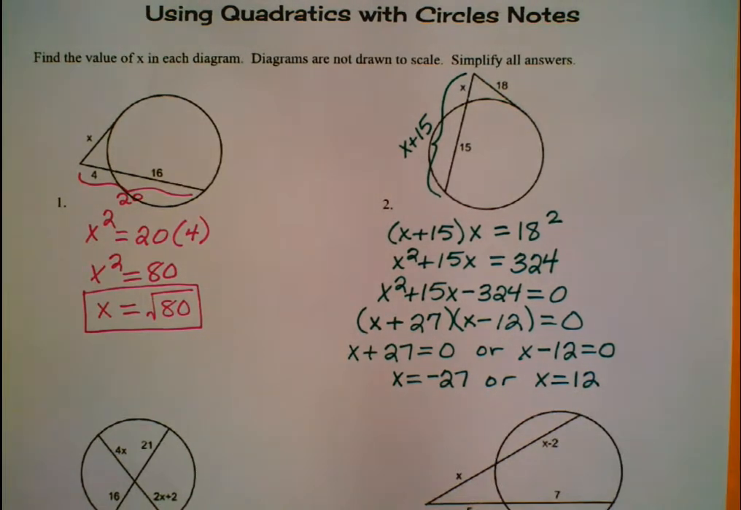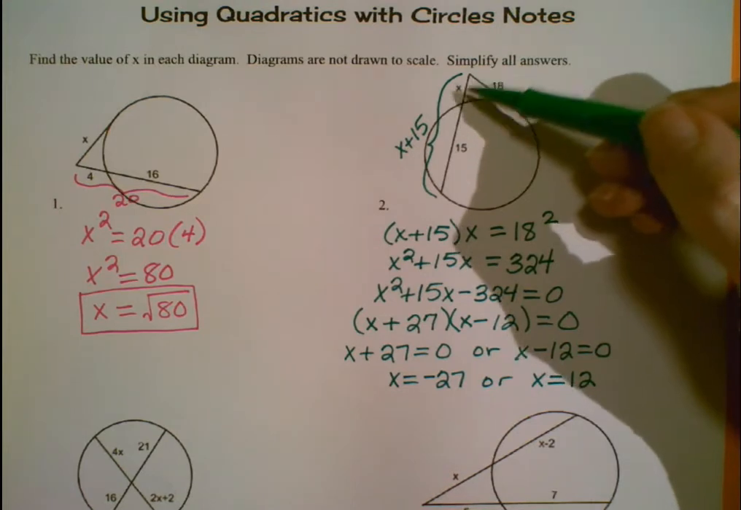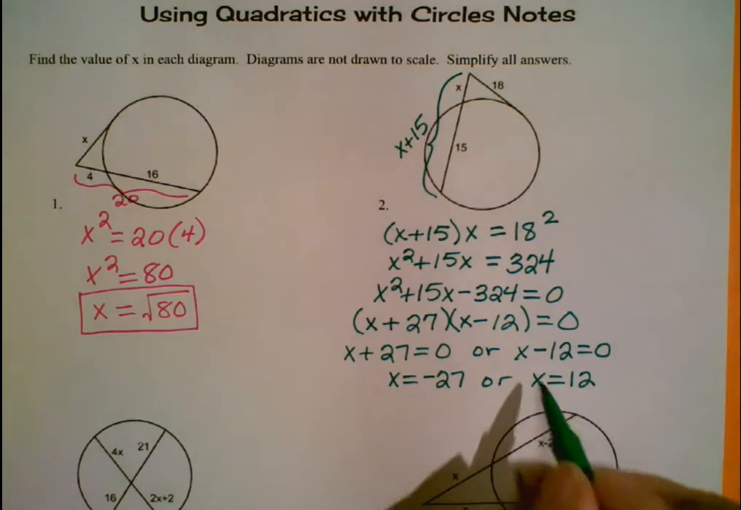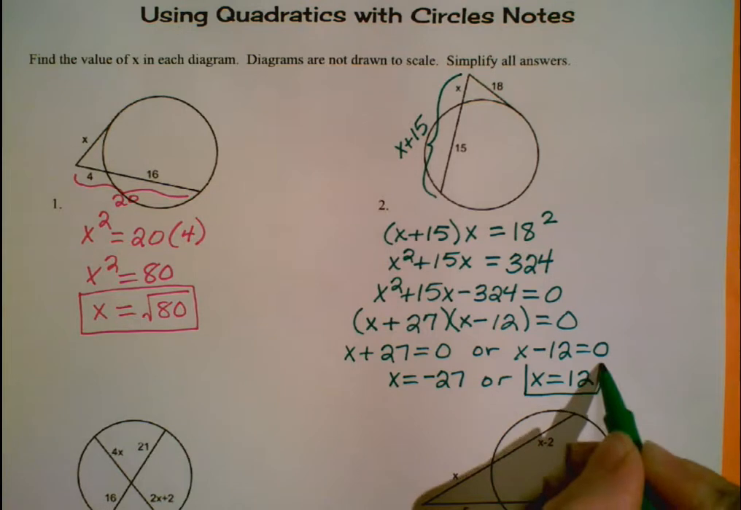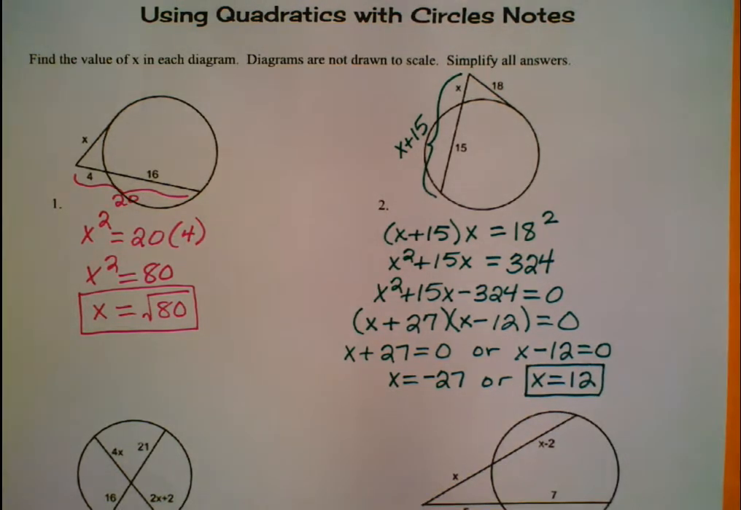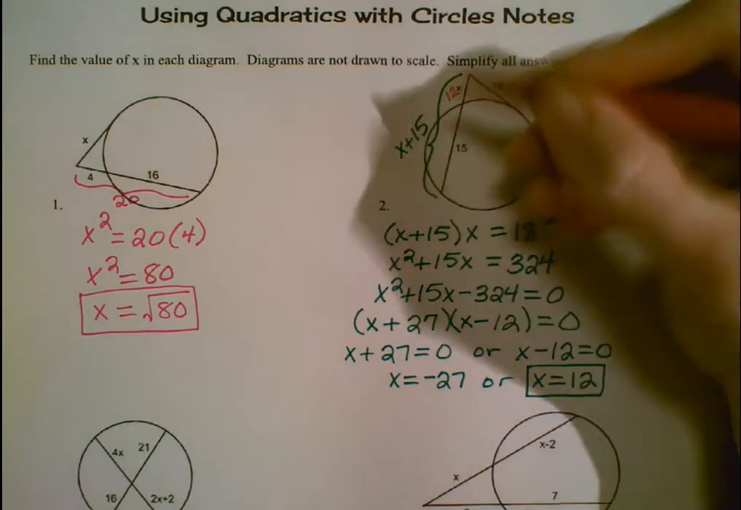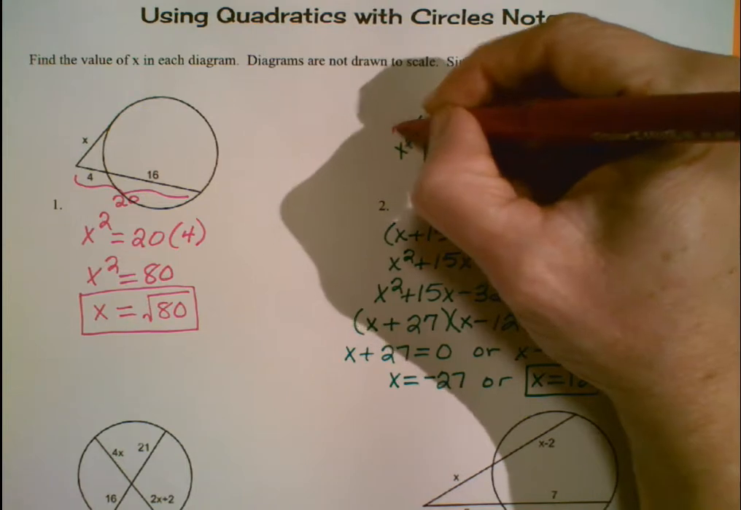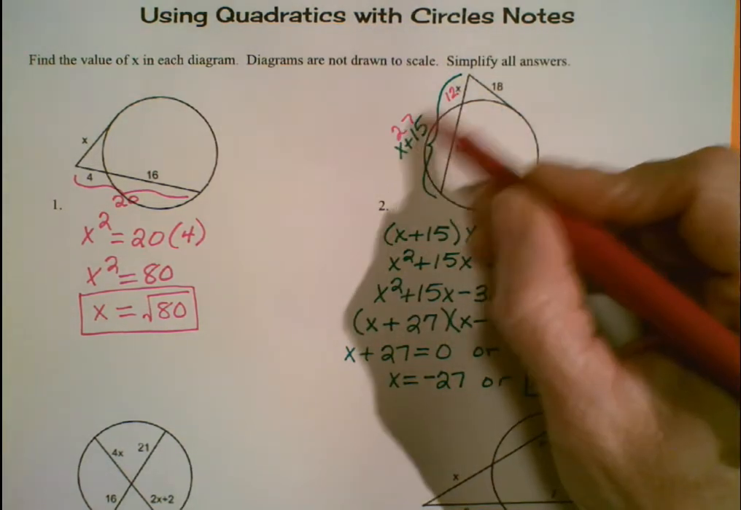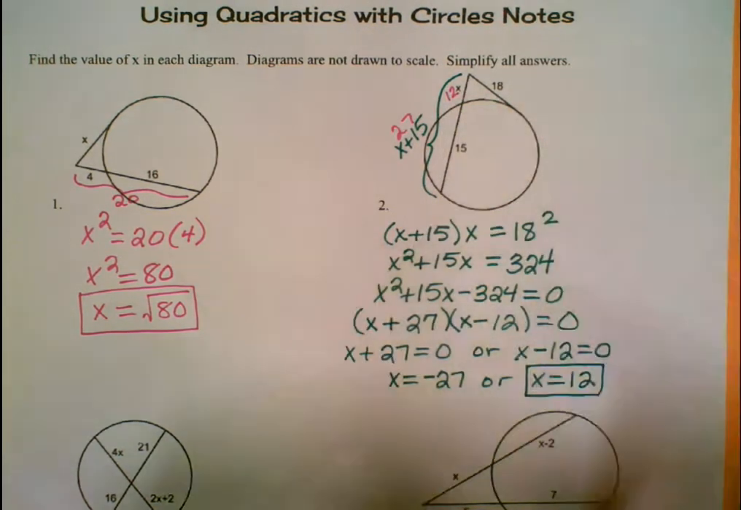So while these both are solutions to our quadratic, only one of them makes sense within the problem. Since we're talking about the length of a segment, lengths must be positive, which indicates that the only value that will work in the context of this problem is x equals 12. We can't have a segment length that's negative, so the negative 27 would not be productive. Now, if we go back and check our work, then here we'd have 12. The 12 plus 15 would produce a 27, and 27 times 12 does equal 18 squared.